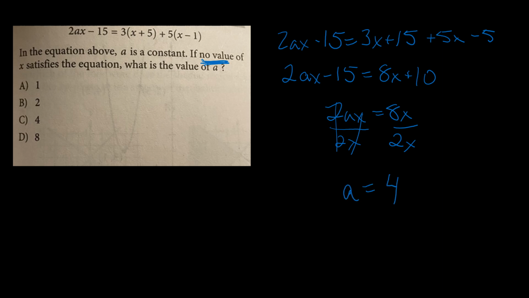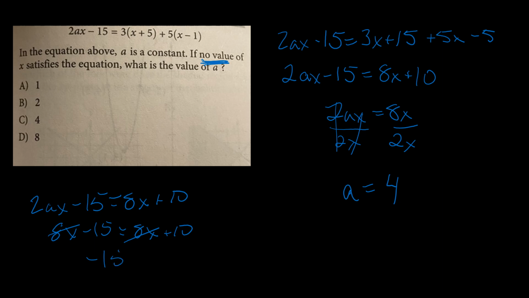Okay, and let's just make sure. So we have 2ax minus 15 equals 8x plus 10. Plug in 4 for a, we get 8x minus 15 equals 8x plus 10. Those 8x's would cancel. Negative 15 equals 10. Not true, no matter what x is. So I'm going to say my a value is going to have to be C, 4.